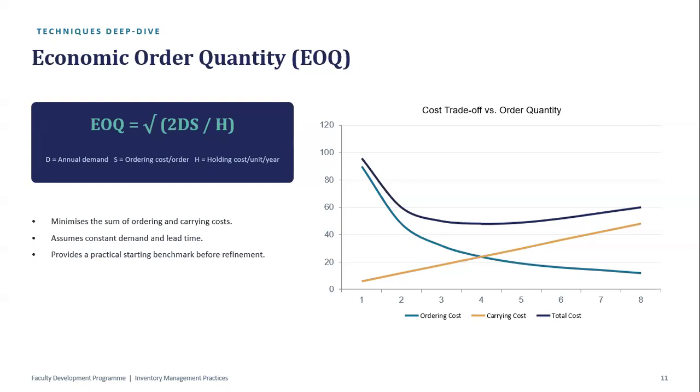If we order too frequently, ordering cost increases. If we order in large quantities, carrying cost increases. So EOQ identifies the optimal balance between these two costs. Although the model assumes constant demand and lead time, it remains an excellent foundation for inventory planning.